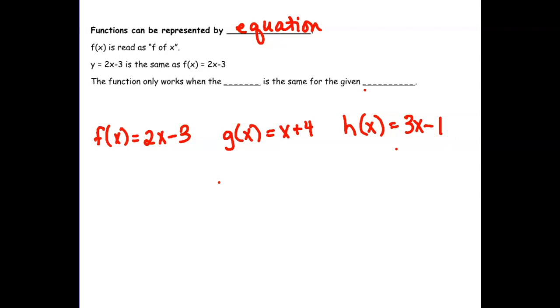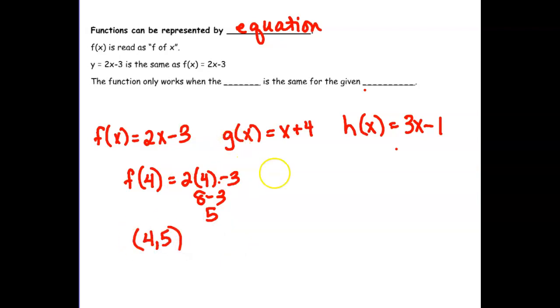And if I asked, what is f of 4 equal to? What that means is I would use 4 as my input for my x value, and all I would have to do is say 2 times 4 minus 3, which is 8 minus 3, which is 5. So f of 4 would be 5. So we could write that as an ordered pair 4, 5. Just like I could say, well, what's g of 1? Well, g of 1, I just plug in 1, and I get 1 plus 4, and that would be equal to 5. So that's how I read my functions. It's f of x, g of x, h of x.